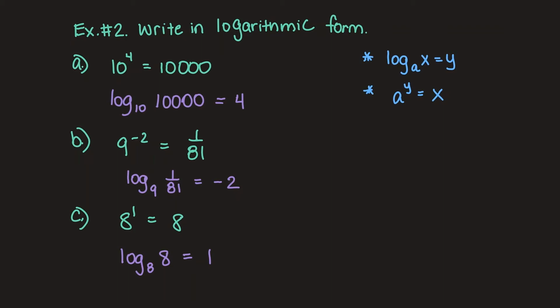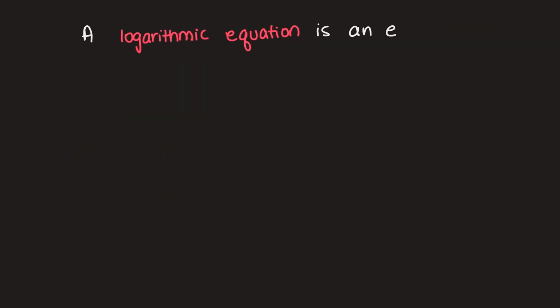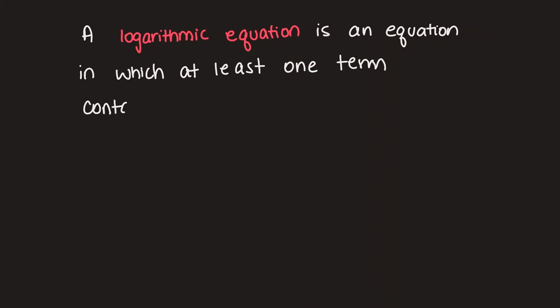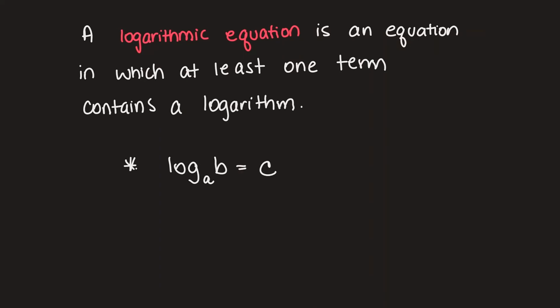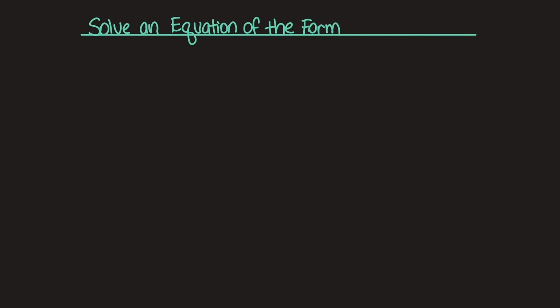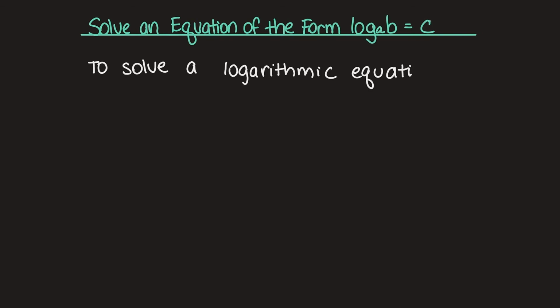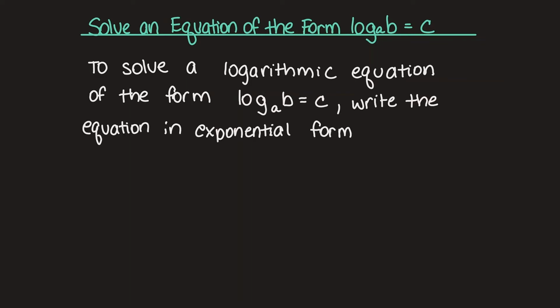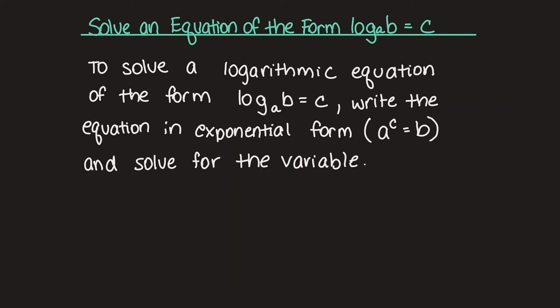So once we are comfortable converting between the two forms, we will use this process for solving logarithmic equations. A logarithmic equation is an equation in which at least one term contains a logarithm. So let's go over how we solve logarithmic equations. To solve a logarithmic equation of the form log base a of b equals c, we write the equation in exponential form, so a raised to the c equals b, and solve for the variable. Note that a and b must be greater than 0. So always check to see if this condition holds.